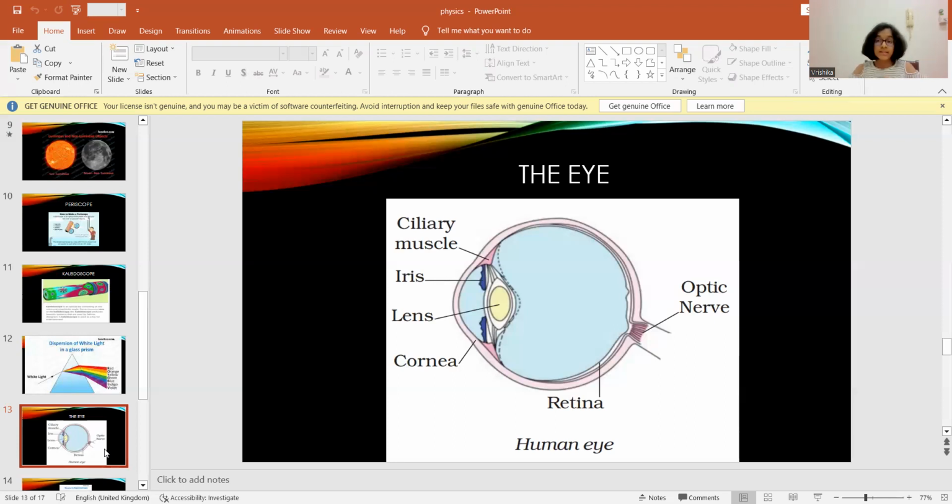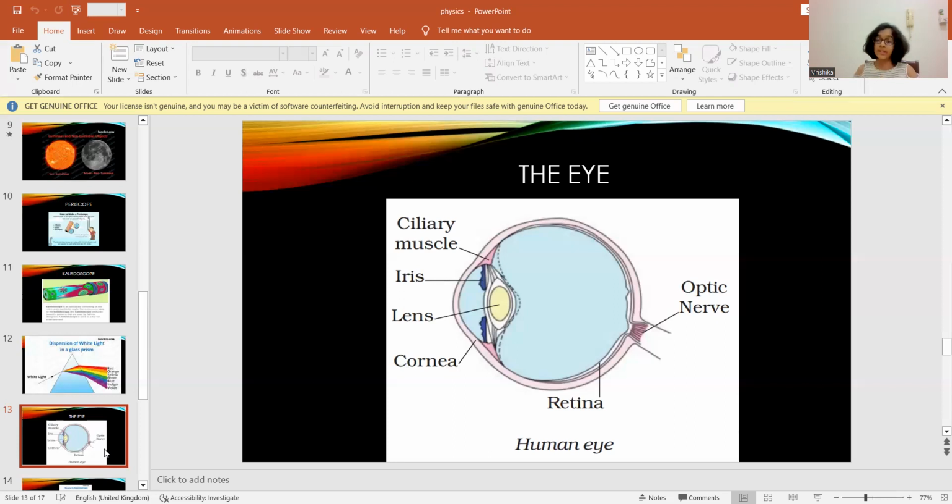Retina. It contains several nerve cells. Sensations felt by these cells are transmitted to the brain. There are two types of nerve cells in the retina, the cones and the rods. Cones are sensitive to bright light, while rods are sensitive to dim light.